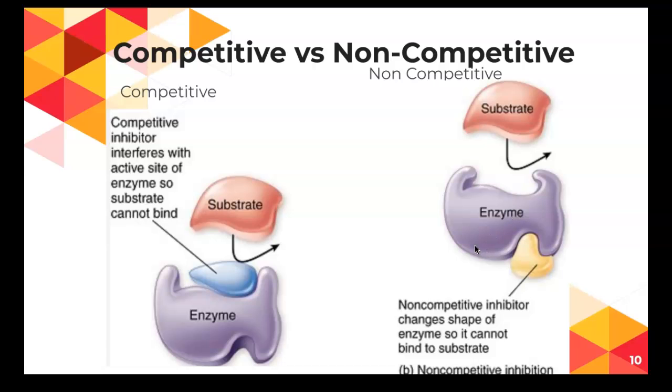It's still doing the same process where the substrate is not able to fit, but it's just doing it in a different way. So we do have to know the difference between these two types of inhibition. Remember, this is so that we can turn the enzyme off temporarily so that we are not constantly using it and using up energy that we might not have.